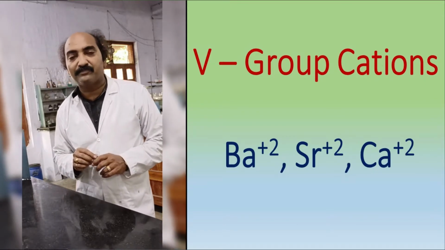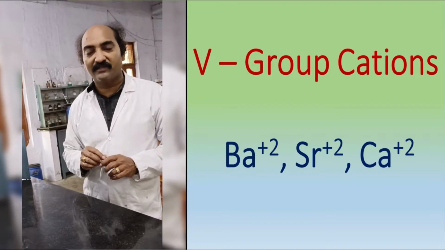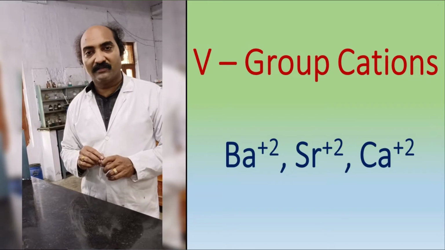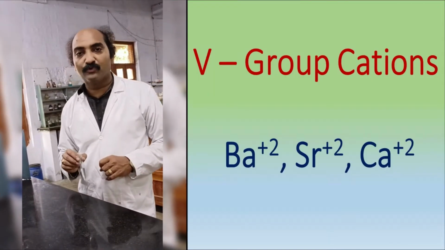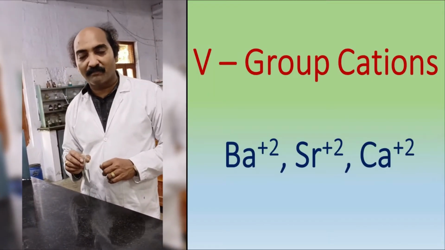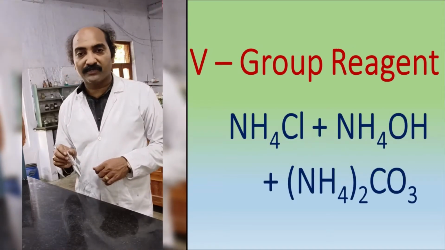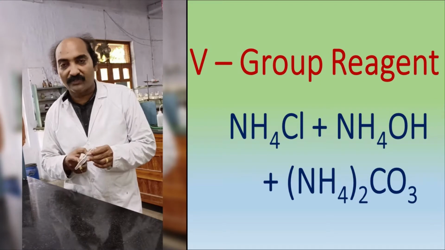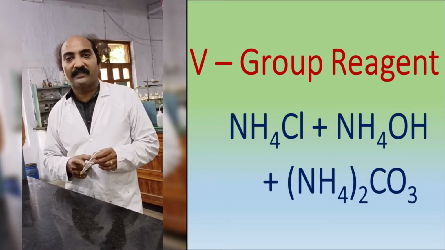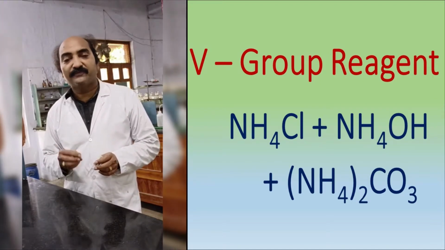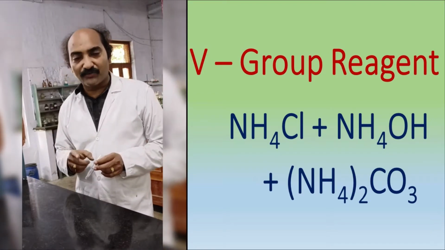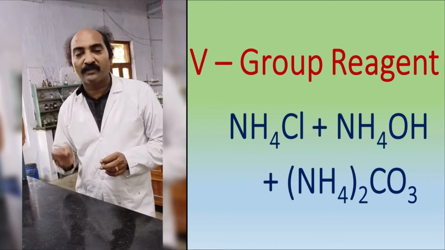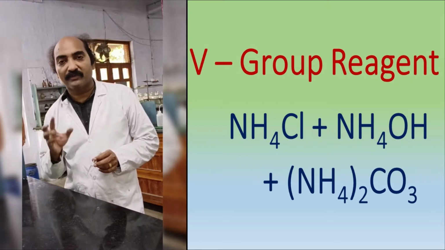As per the latest APCHI syllabus for the first BSc students, we have all these three cations in the syllabus. Therefore, fifth group is rather important from the examination point of view. Now, how should I proceed? First, I have to add fifth group reagent to this solution given to me by the lab attendant. What is fifth group reagent? Ammonium chloride solid in excess, an ammonia solution, and then a pinch of ammonium carbonate is the fifth group reagent.